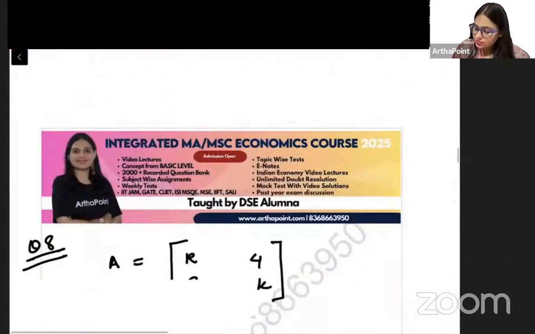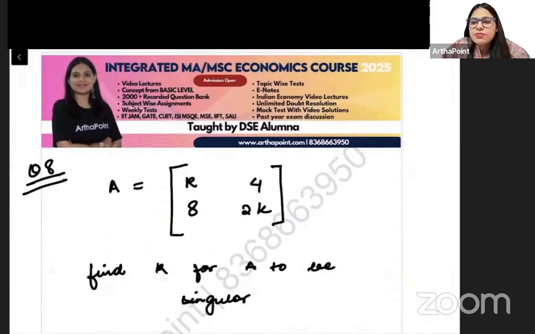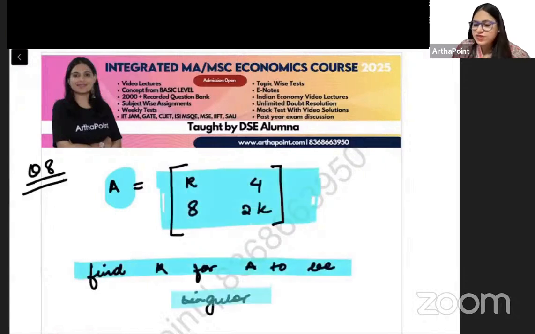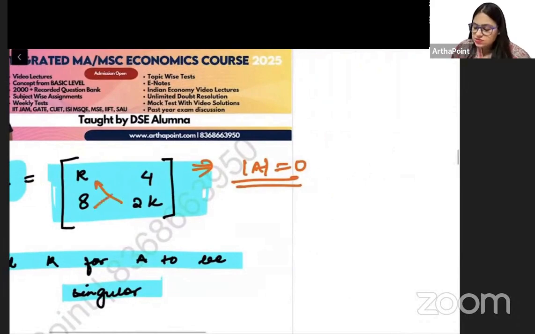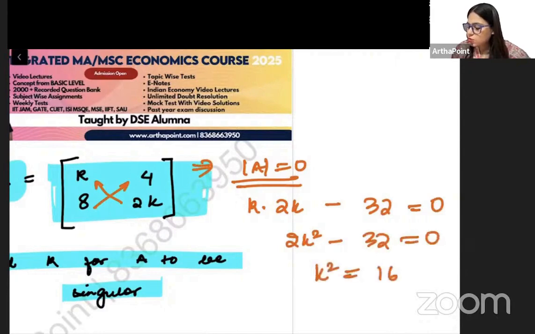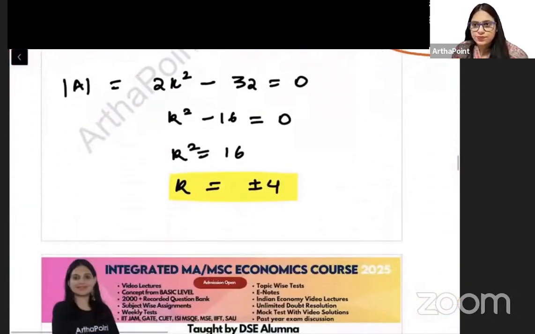Okay, beta. Let's come to the next question. So now, as I told you, there can be a question on a matrix being singular. So this was question number 8. You have a matrix given to you and it simply asks what is the value of K so that the matrix is singular. So we just have to use the property that a matrix will be singular when determinant of A will be 0. So you just find the determinant. So this minus this. So K into 2K minus 32 equal to 0. 2K square minus 32 equal to 0. K square equal to 16. K equal to plus minus 4.